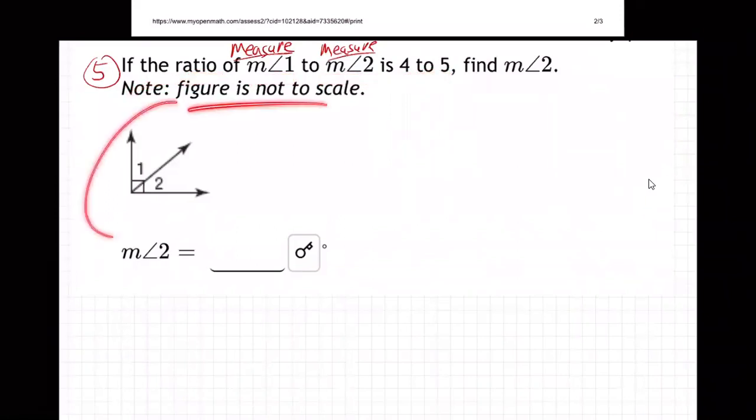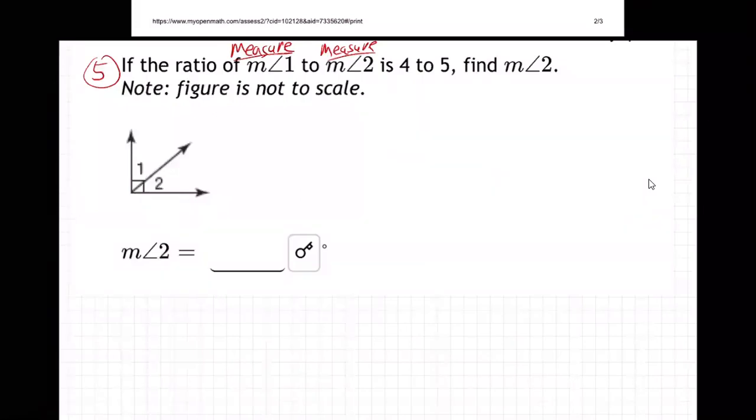Note, figure's not to scale. So they're giving us this figure. Notice angle one and angle two together make a right angle, don't they? They make a right angle. So what does that mean about angle one and angle two? What do they have to add up to be? 90 degrees. Yeah, they got to be 90, don't they?